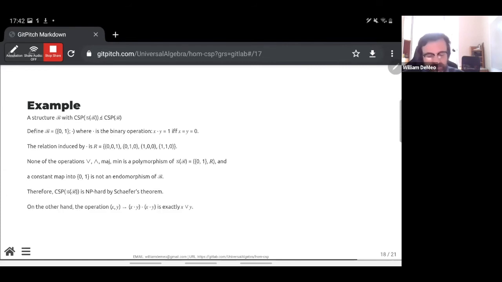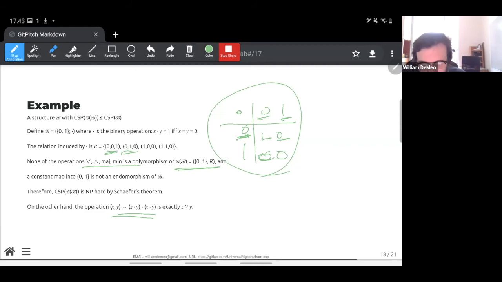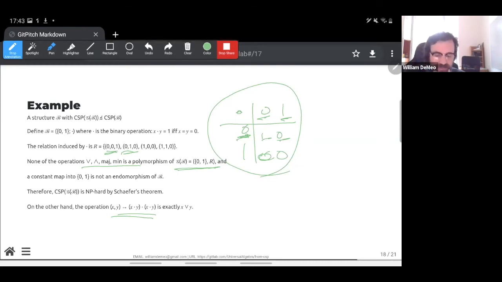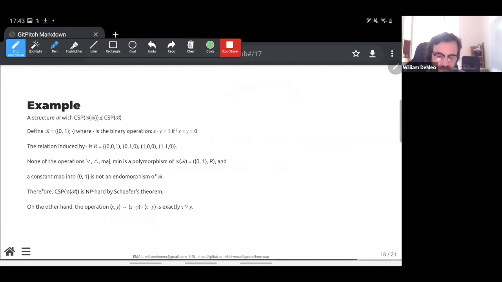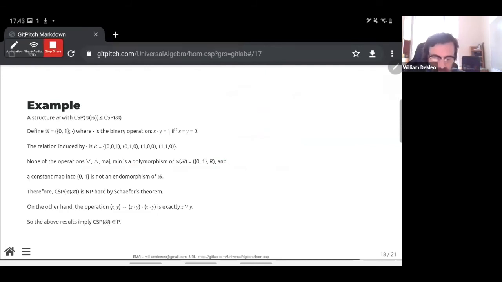And on the other hand, if you take this operation, xy goes to x dot y dot x dot y, that's exactly the join, x join y. And so the results we've gone through so far imply that this will actually be tractable. So the CSP of this structure is tractable, and yet the CSP of the graph of the structure is not tractable.